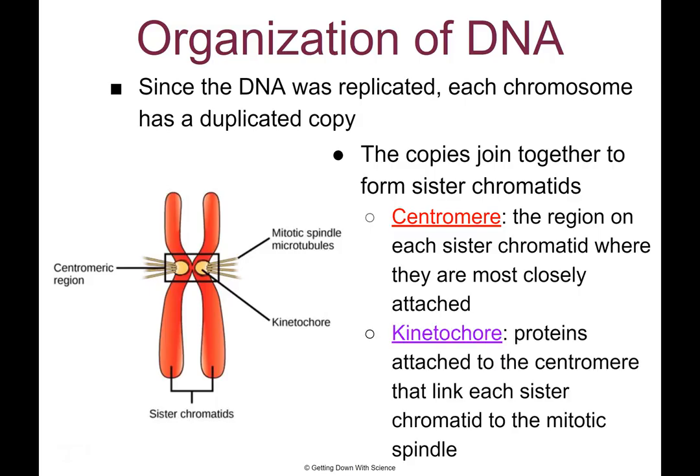Then we have the kinetochore, proteins attached to the centromere, and they're going to link the sister chromatid to mitotic spindle fibers. Basically, think of the spindle fibers as if we have lassoed the chromosome, and we have the rope that we can then use to pull or control that individual chromatid.